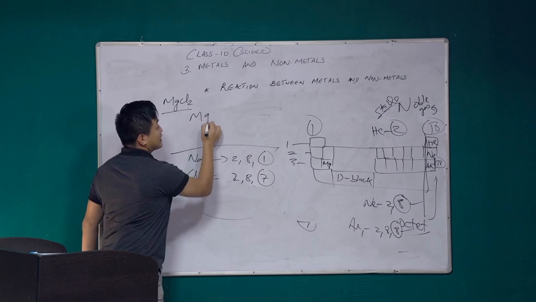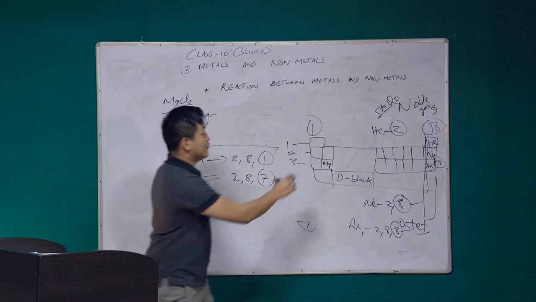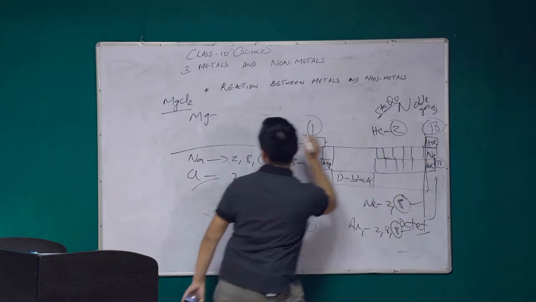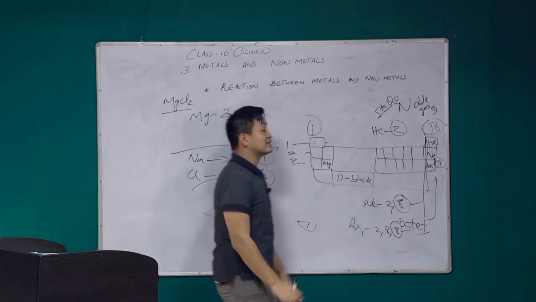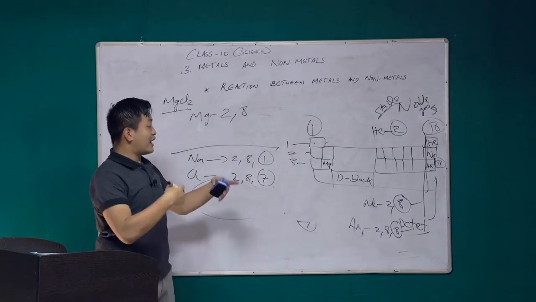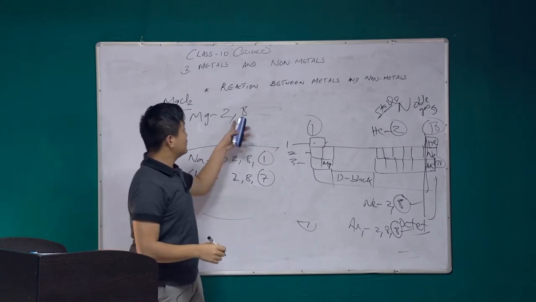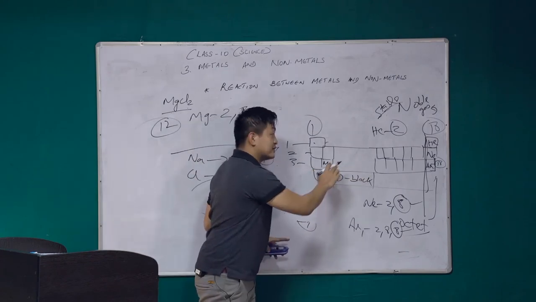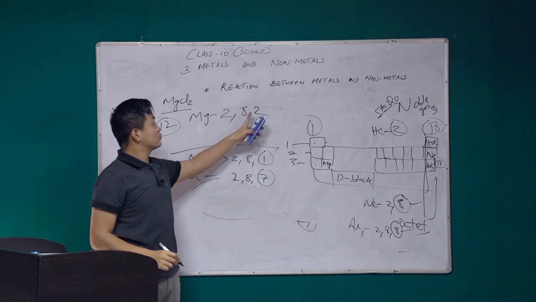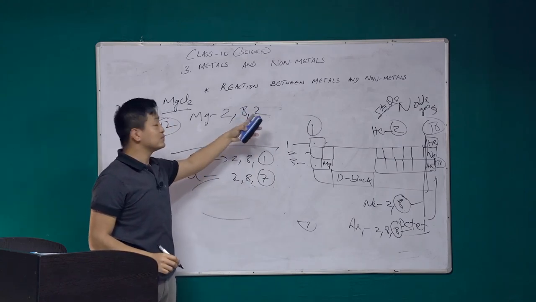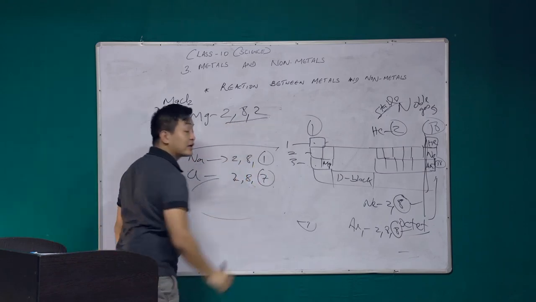So how do you write the electronic configuration? Now, in the first shell, we have only 2. 1, 2, right? So 2. Now, the second one, we have 2 plus 6, 8, right? 8. Now, the outermost shell, since magnesium, the atomic number is 12, so now it's here, 1, 2. So that means 8 plus 2, 10, 10 plus 2, 12. So now we have the electronic configuration for magnesium.